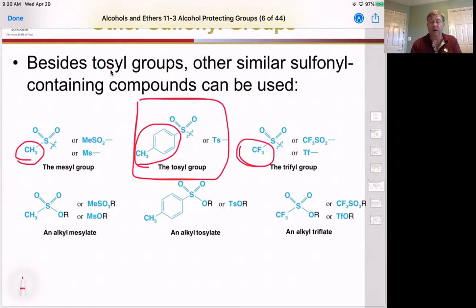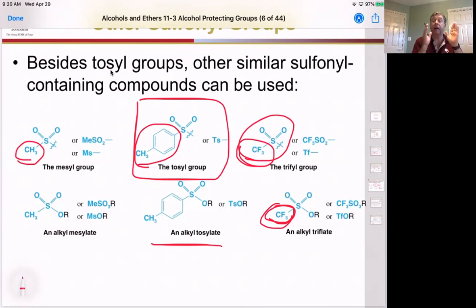And these are very reactive species here and are very easy to remove because they make very good leaving groups. Because of the electron donation, the electron withdrawing group here makes it very acidic and makes it a much better leaving group, even the tosyl group here. So we have the tosyl group.